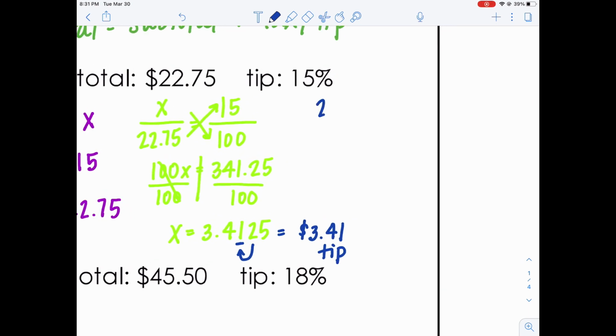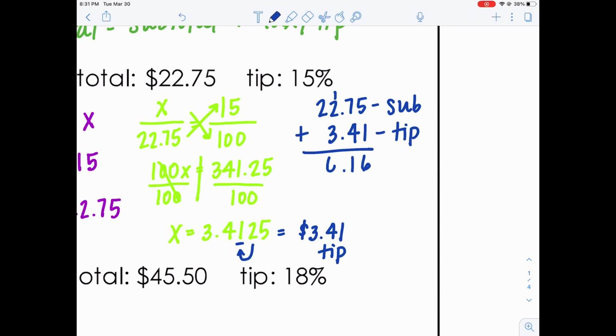The question asks you to find the total, so you need to go back and add to find the total. We're going to take the original subtotal, which was $22.75, and add it to the amount we found for tip, which is $3.41. When I add those two things together, $22.75 plus $3.41 is $26.16 total that I'm spending.